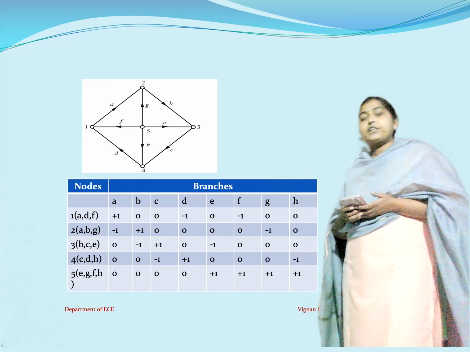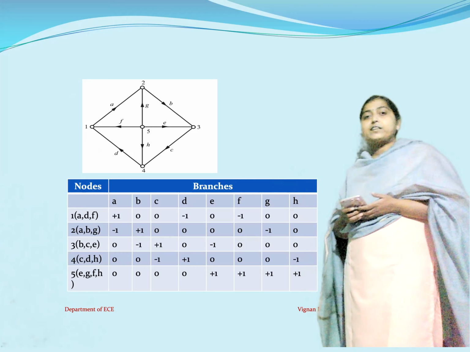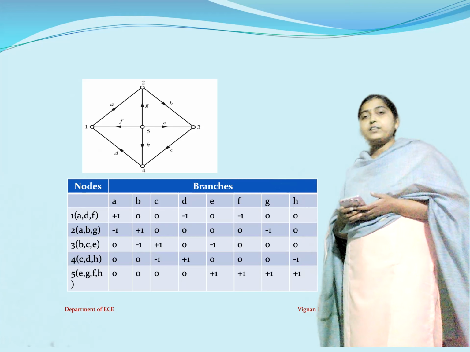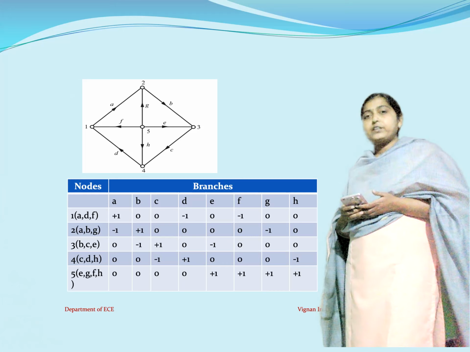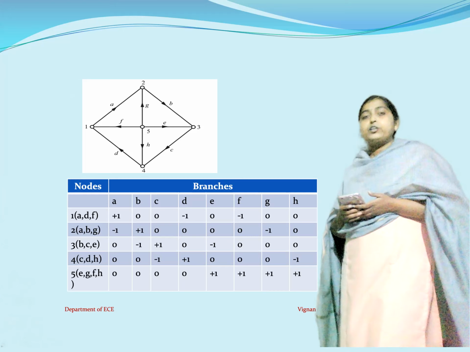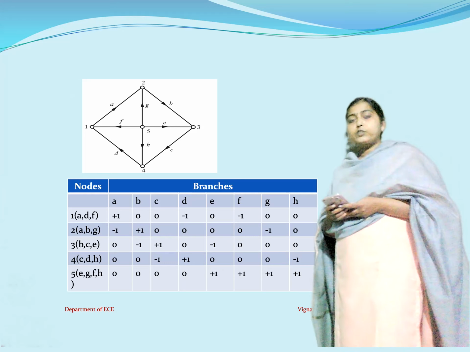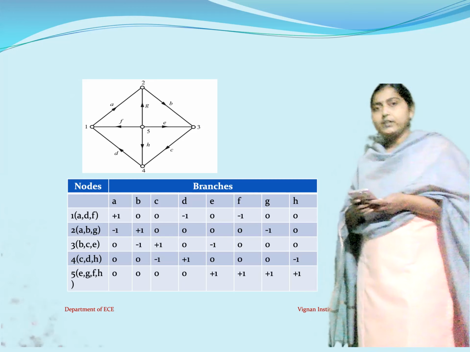And always after writing an incidence matrix, you have to check whether the sum of the columns is equal to 0 or not. If you look at this, the sum of all the columns is equal to 0. When you verify this, that indicates that you have done the incidence matrix correctly. So this is how you calculate the incidence matrix for a given network.